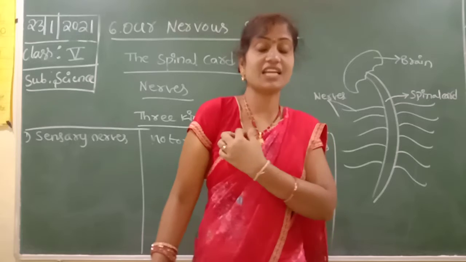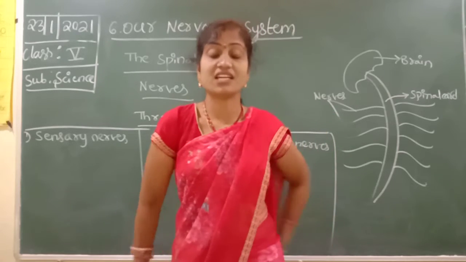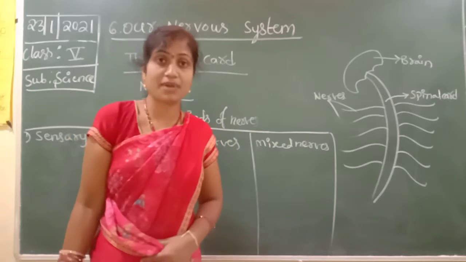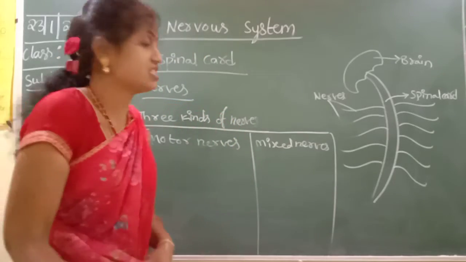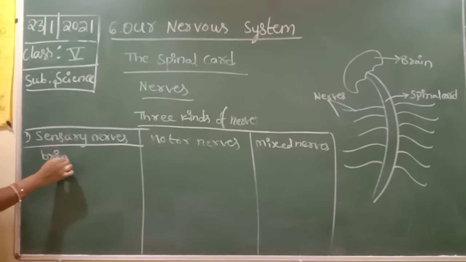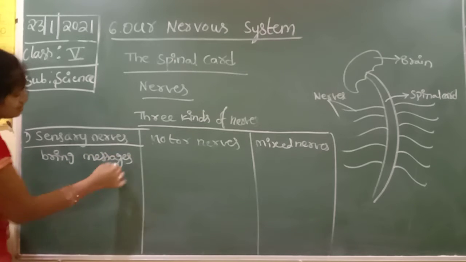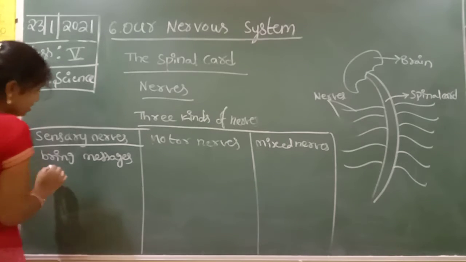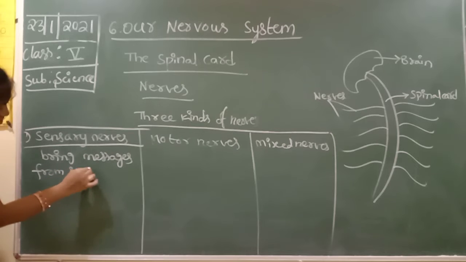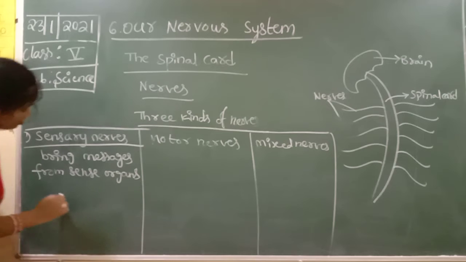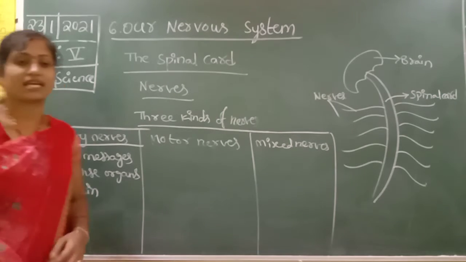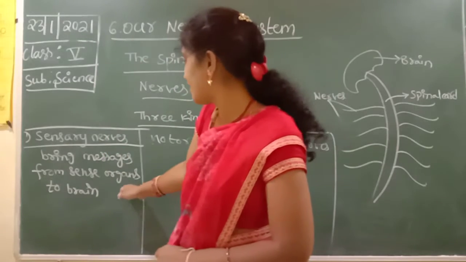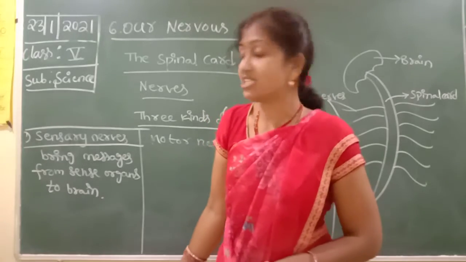Sensory nerves bring messages from the sense organs to the brain. The nerves which bring messages from the sense organs to the brain are called sensory nerves.